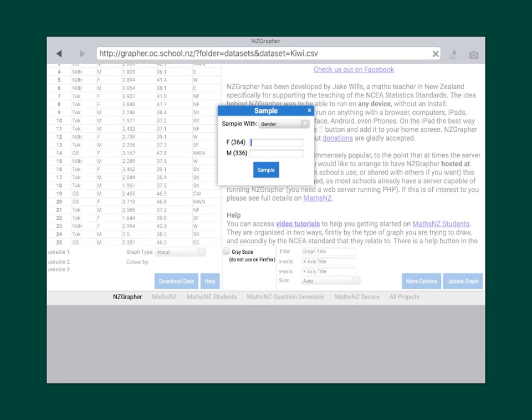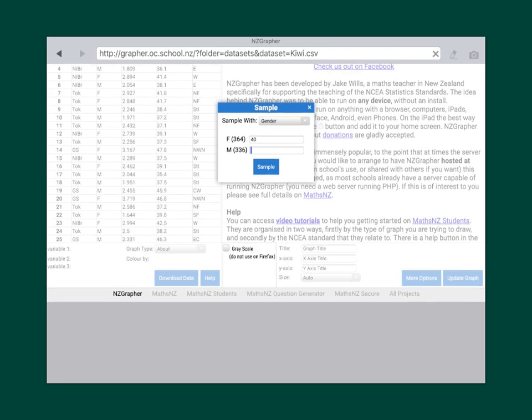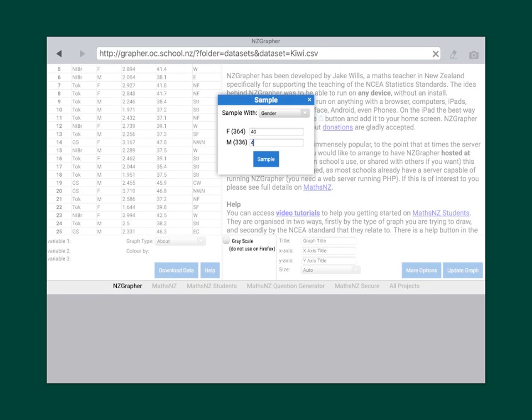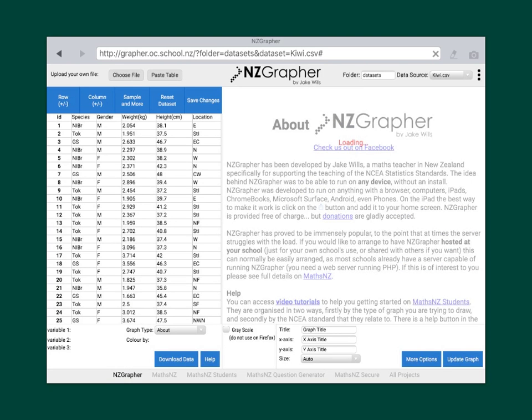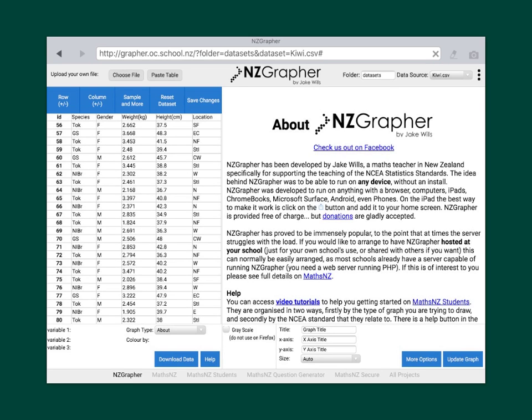So what I'm going to do is put 40 females and 40 males, and what that does is when I go sample, it goes away and gives me a sample. And if you were then to look at the sample that you've got there, you'll notice there's 80 pieces of data, and if you were to count through them, you've got 40 males and 40 females. And of course, if you don't like that sample for whatever reason, you can simply go reset dataset, and it'll reset it back to the original data file that you loaded in. So that's how you would do a stratified sample.